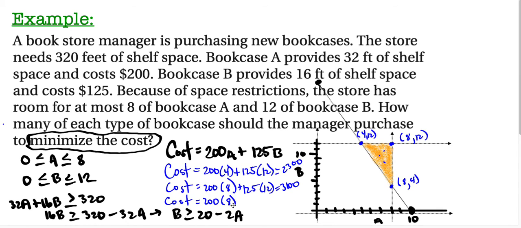So (8, 4). Obviously this one's going to be cheaper than the one above it. So 125 times 4 is 500. 500 and 1,600, 2,100. So the point (8, 4) would meet all the requirements of getting 320 feet of shelf space, plus it would be the cheapest on top of that. So this would be the minimum.